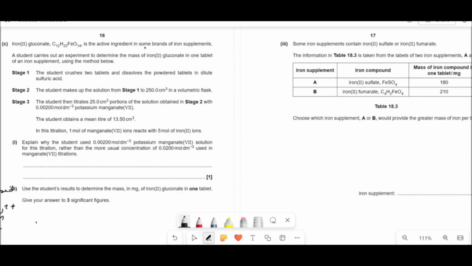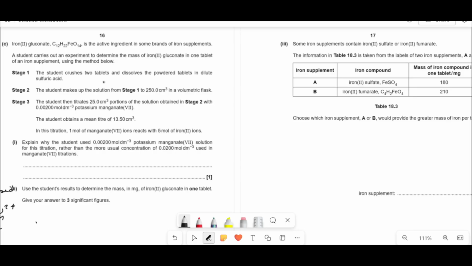Then it says iron gluconate is the active ingredient in some brands of iron supplements, and what they do is an experiment to determine the mass in one tablet of an iron supplement. And always please flowchart this so you understand what's going on. Don't just dive in and work moles out blindly. The only technique there is for reverse titrations or back titrations, or whatever you want to call it, is reading the question and using the reading comprehension skills that you learn in your SATs.